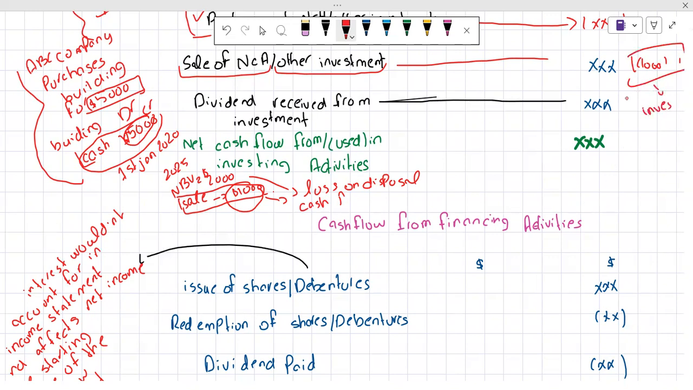Why are we calling this 1,000 an investing activity? Because we are not generating this 1,000 from any revenue or any sale. It is not a revenue income, so it is a fresh cash injection into the business, which means it is your investment.